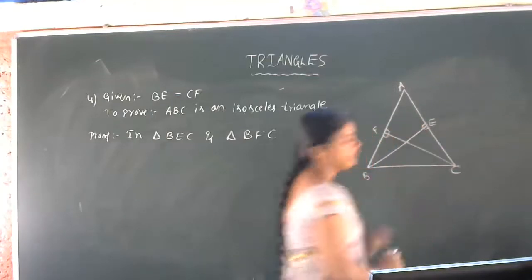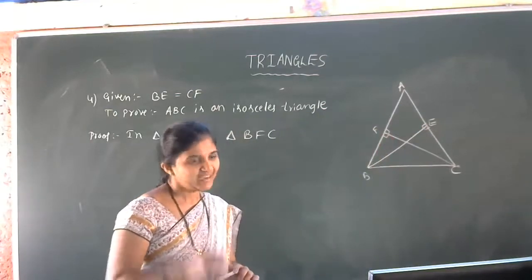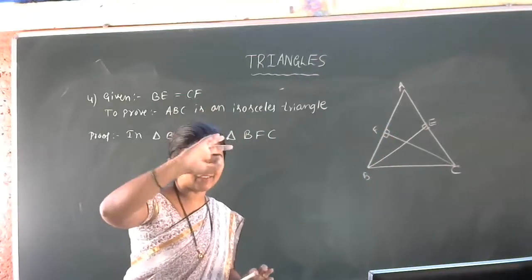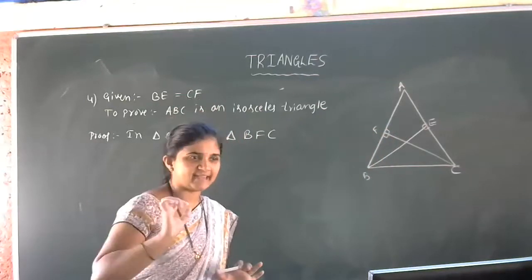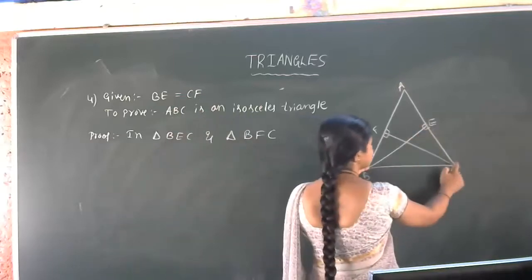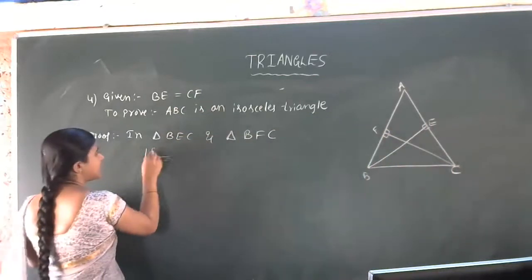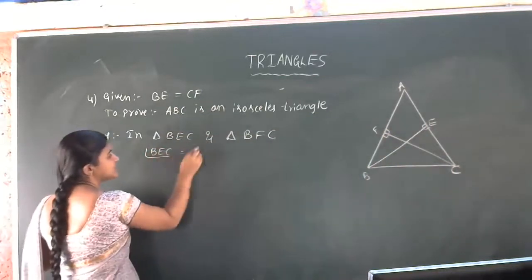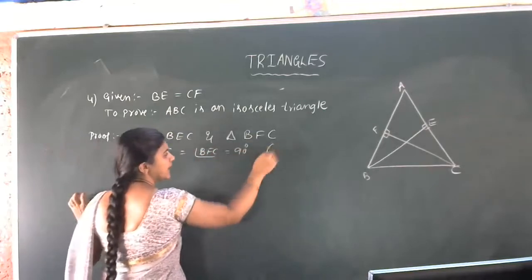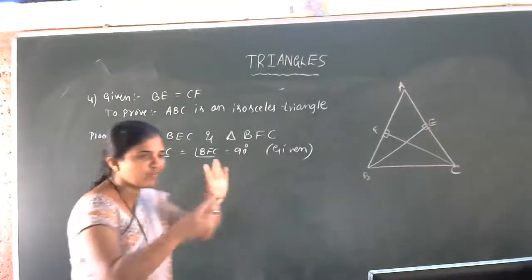Now which parameter do we take first? We'll go with the RHS rule only. First we take the right angle, then the hypotenuse, then the side. Can we write like that? Yes. First, angle BEC is equal to angle BFC. Both are equal to 90 degrees. It is given. Now the right angle is over.